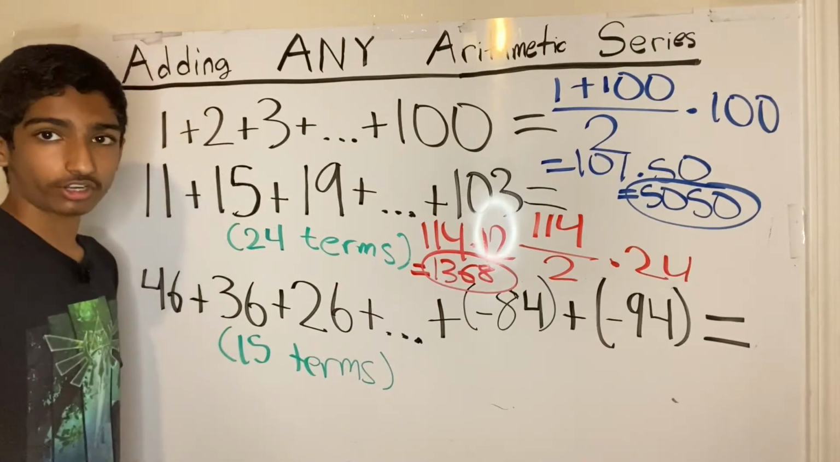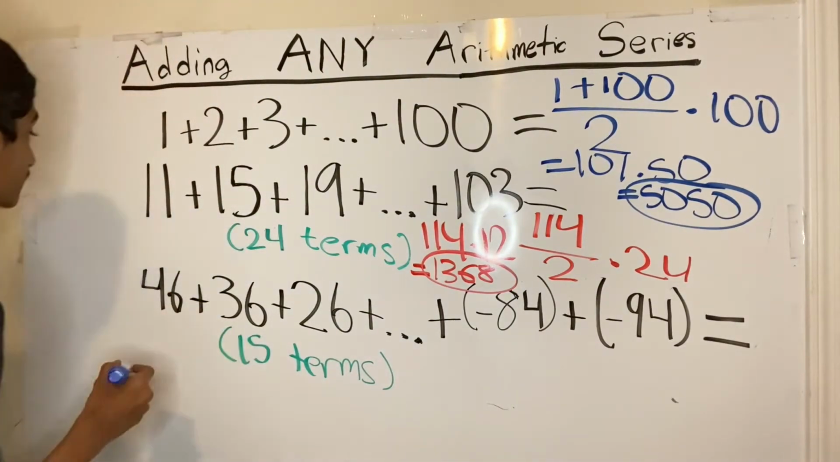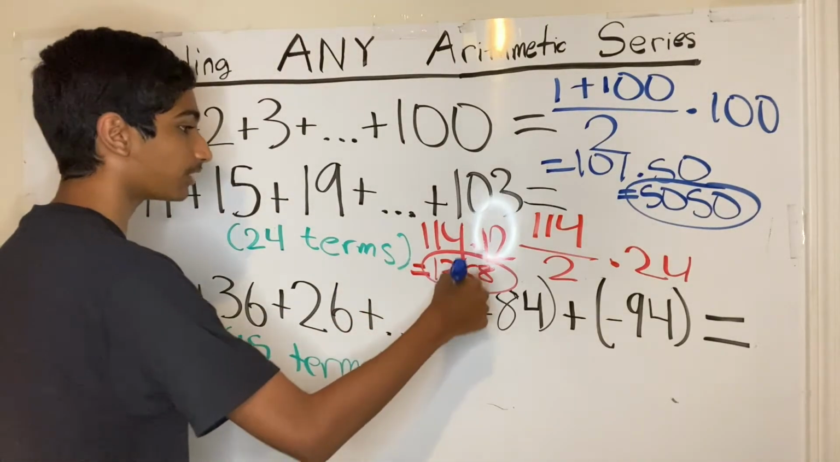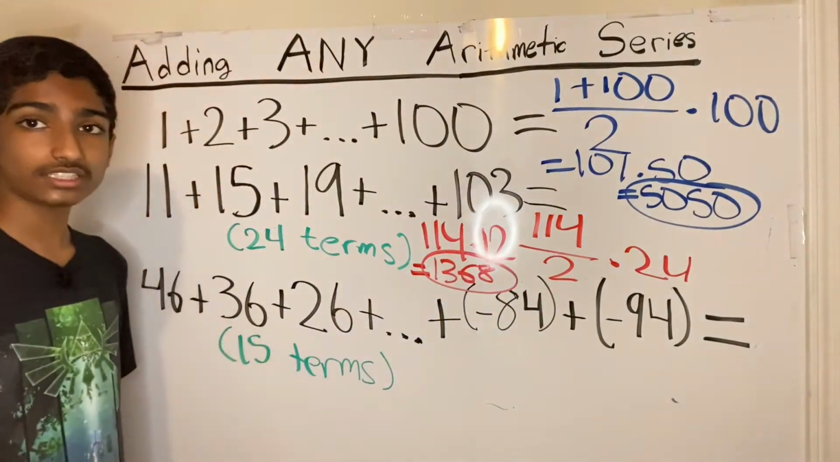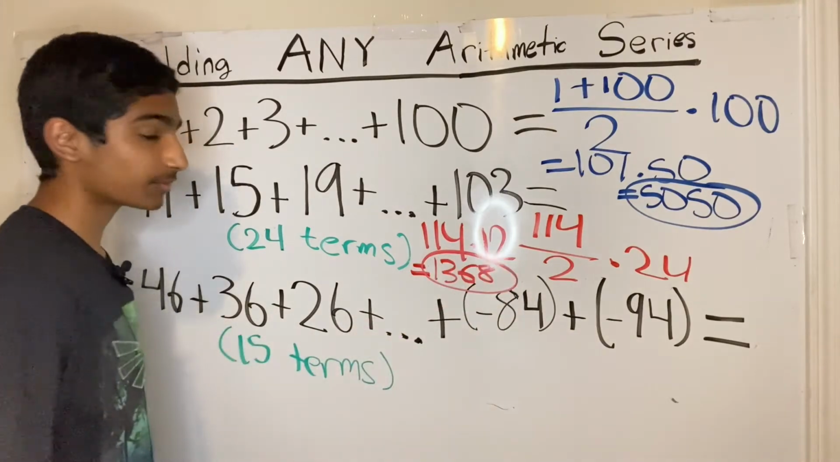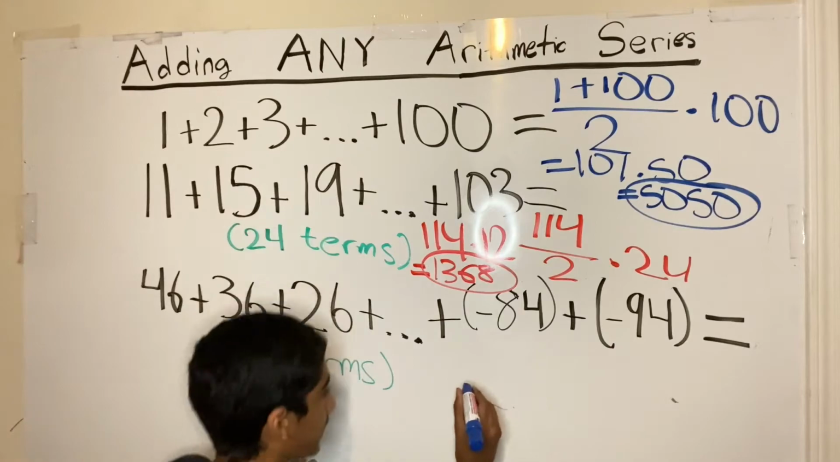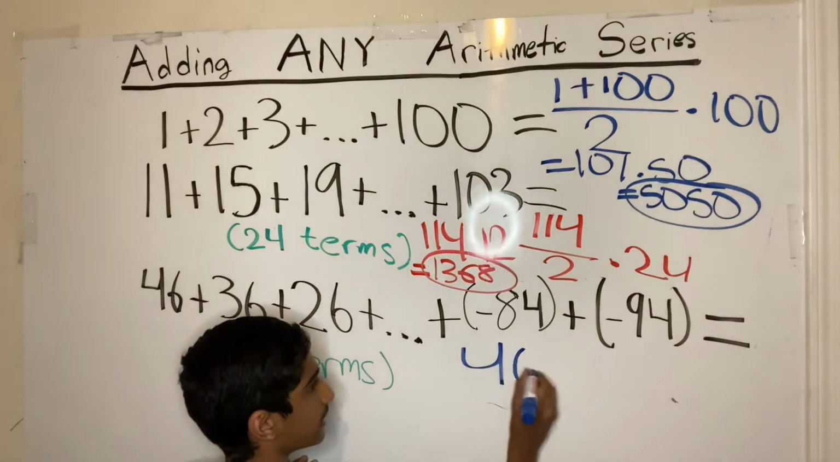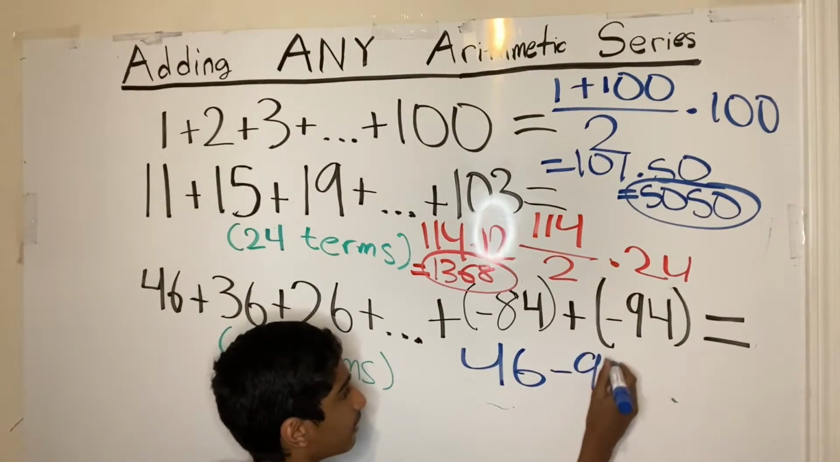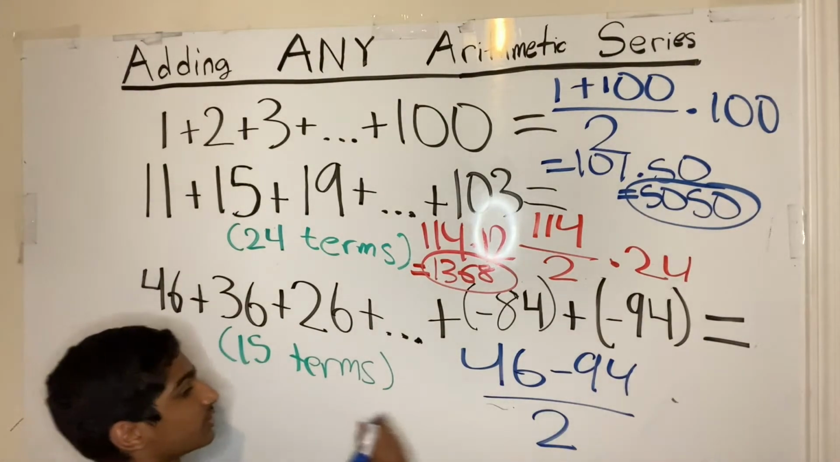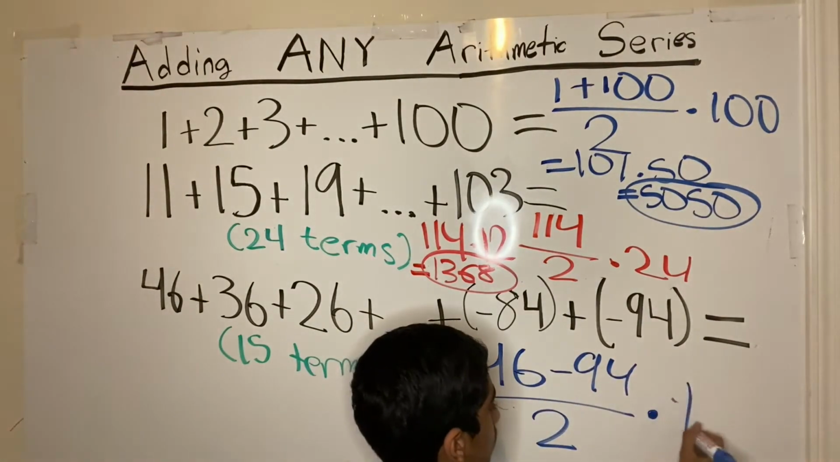Now let's do the third example. In this last example, we have 46 plus 36 plus 26 plus ... plus negative 84 plus negative 94. This example is a challenge as it contains negative numbers, but I believe we can do it. First, we add the first and the last terms like always, and that's just 46 minus 94. Then we divide by 2 and multiply by the number of terms, which is just 15.